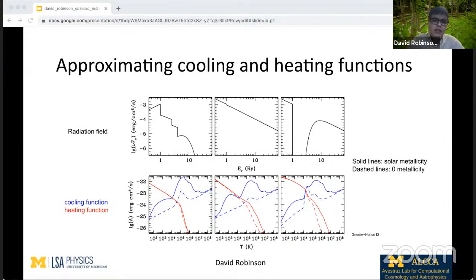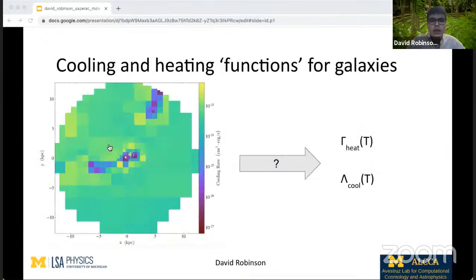And so a question that naturally arises is if we consider a single galaxy or a group of galaxies, we're going to have an ensemble of cooling and heating rates. And so on the left, I've shown a slice through one galaxy in the simulation. And this is going to be true that we get an ensemble of different cooling and heating rates, even if we limit the range of densities and metallicities. Because the cells have a variety of photoionization rates, we get a variety of cooling and heating rates.